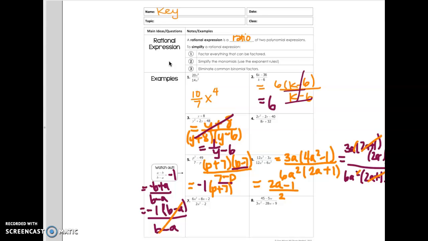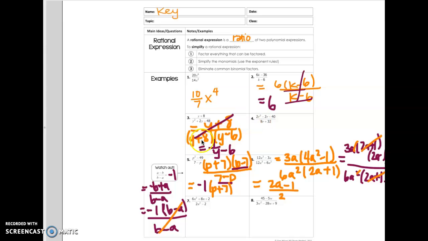Okay. Number two, I factored in the numerator. So we had 6 times k minus 6. And then that means that there is a common factor in the numerator and in the denominator. So I canceled that out and we're just left with 6.